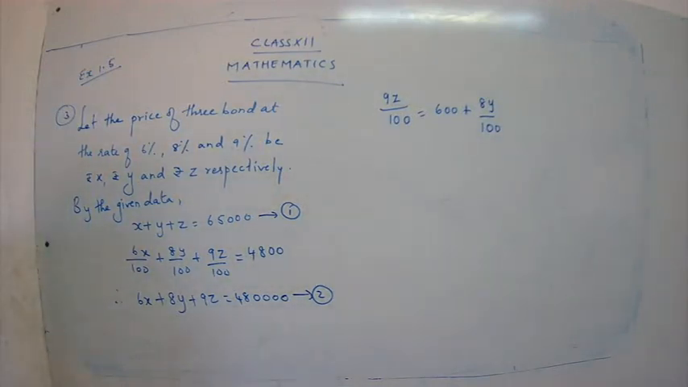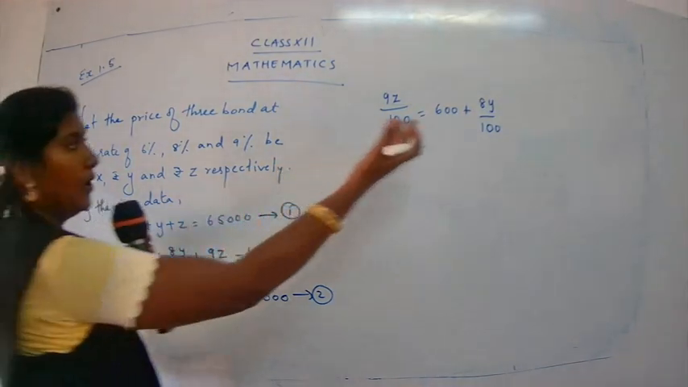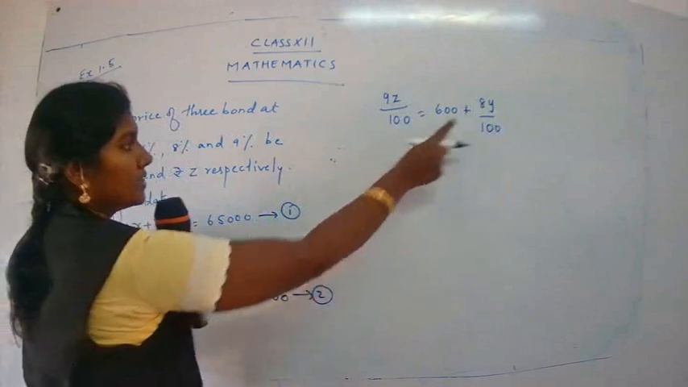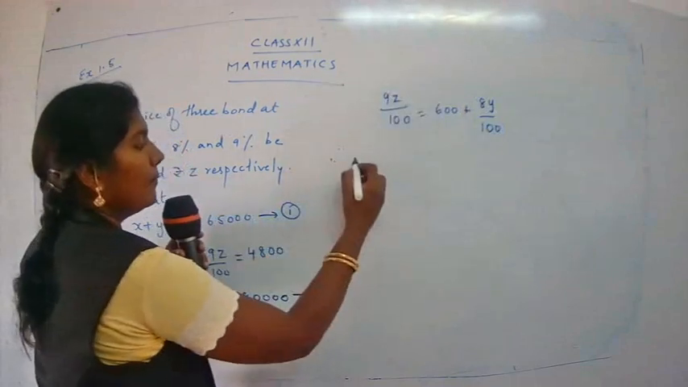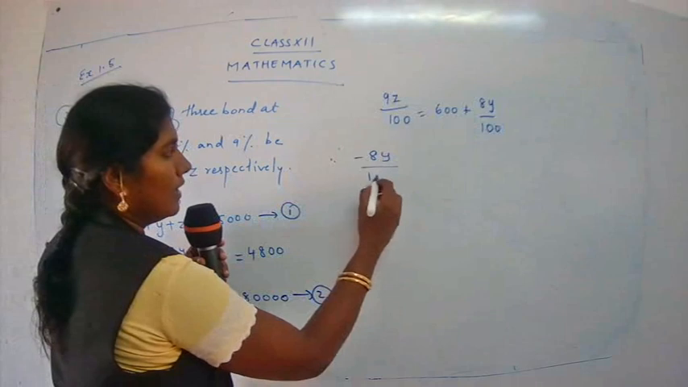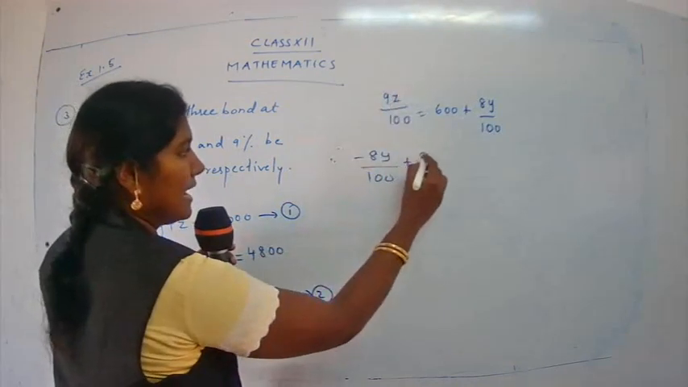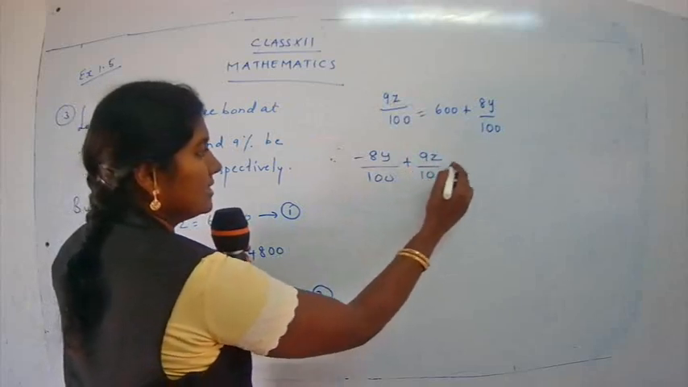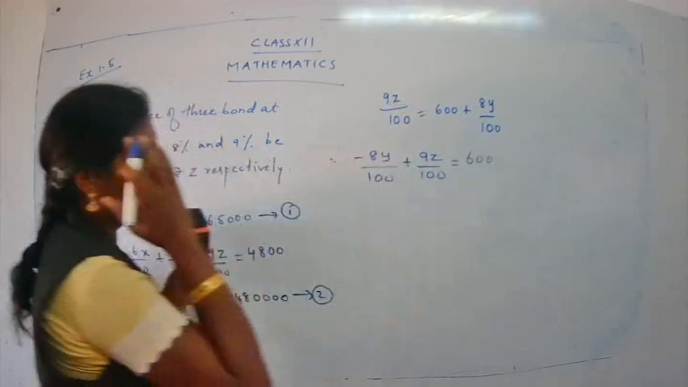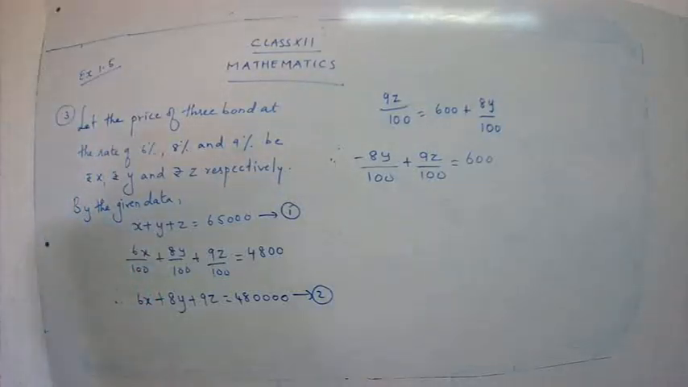Okay, let's see children, let's try to arrange the numbers in order. Try to keep the constant numbers on one side and try to bring the variables on one side. So what I do is I bring this 8y to this side. So what I'll get here, this is plus 8y. So when it comes to this side, minus 8y upon 100. The 9z is present here itself. So plus 9z upon 100 is equal to 600. Clear? So what we have done, we have brought the variable terms on one side and we are going to keep the constant on one side.